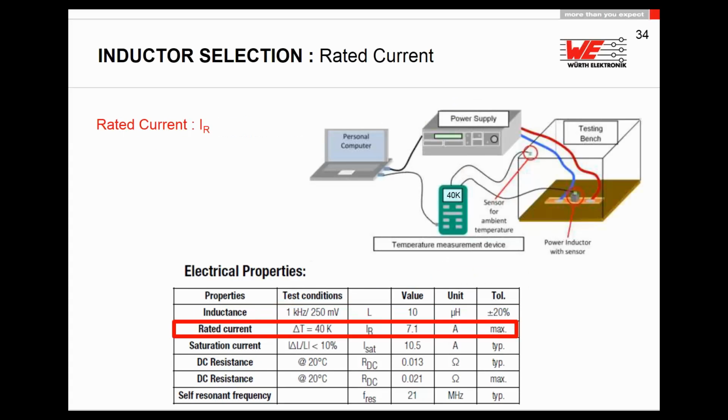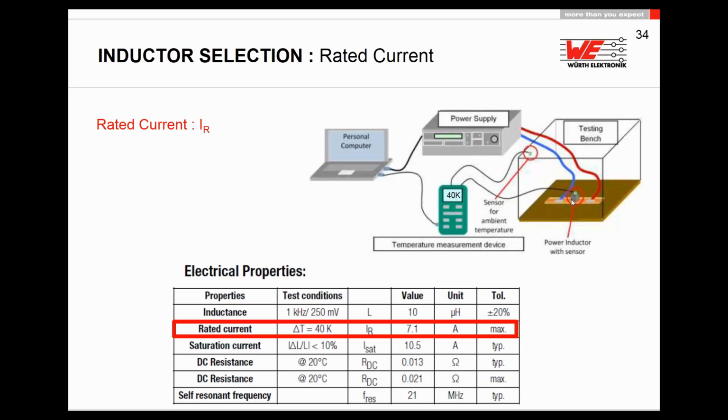The next point is the rated current. The rated current is defined as delta T 40 Kelvin. It means a self-heating of 40 Kelvin above the ambient temperature if you apply 7.1 amp. So if you apply 7.1 amp to this inductor, it will always be 40 degrees Celsius higher than the ambient temperature. That's the own 40 Kelvin self-heating.